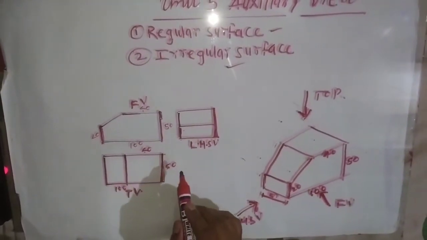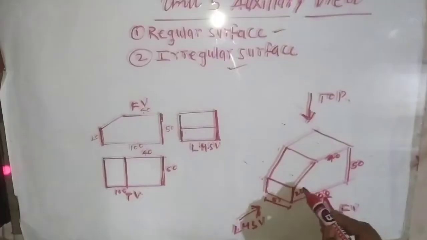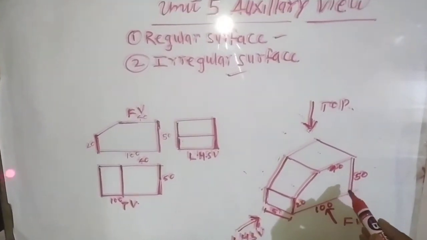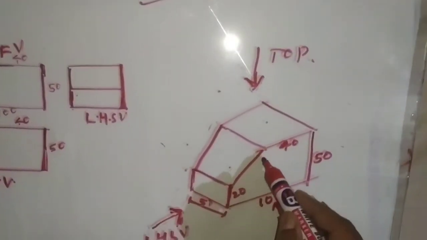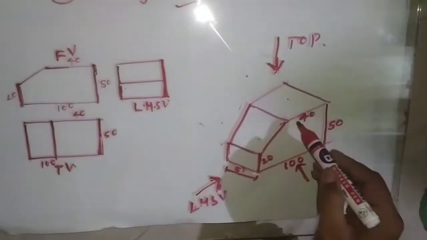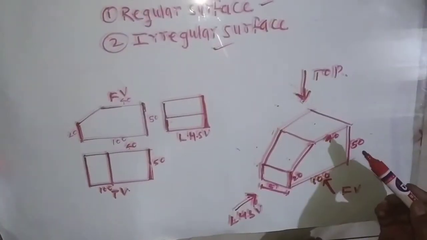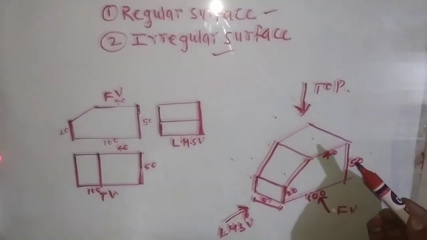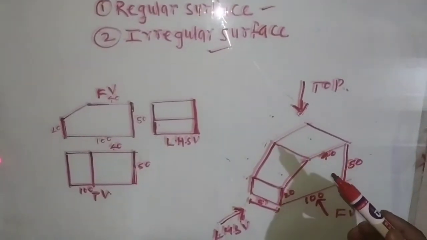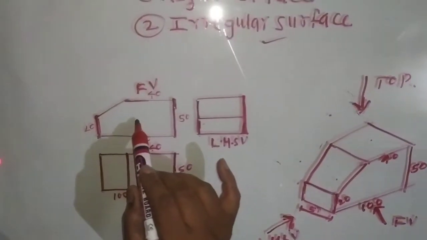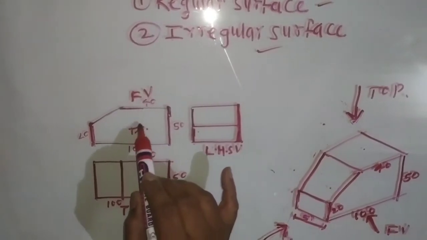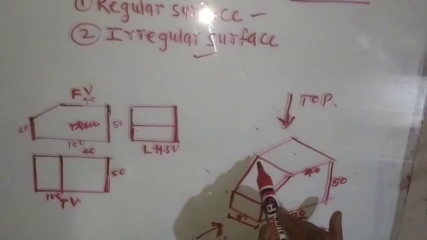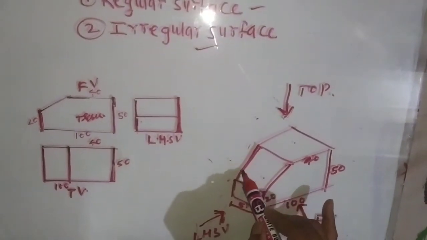From the top view, why are we observing this as true length? Because this surface is parallel with respect to VP. The image, our eyesight, is perpendicular to VP. So we observe the true length. Here all the lengths, this is the true view. True length is observed.